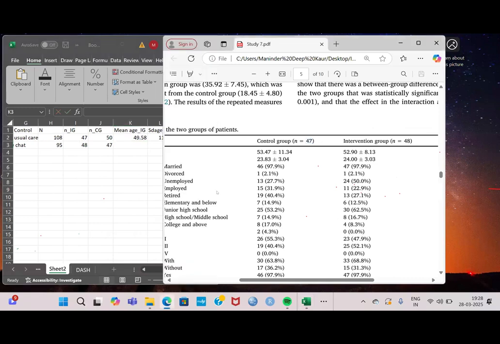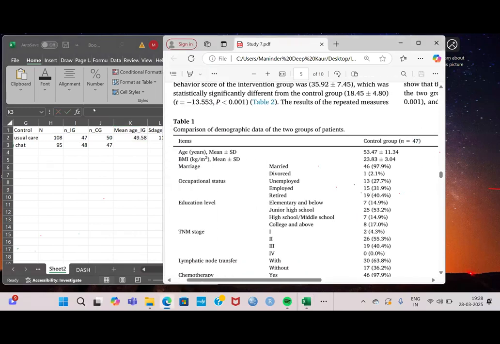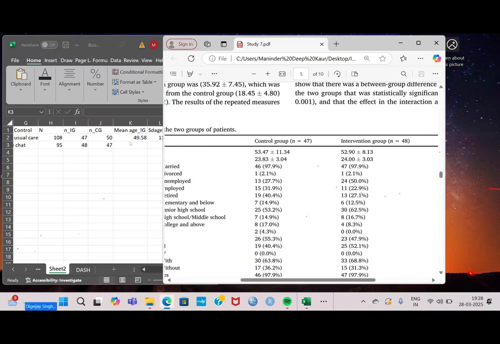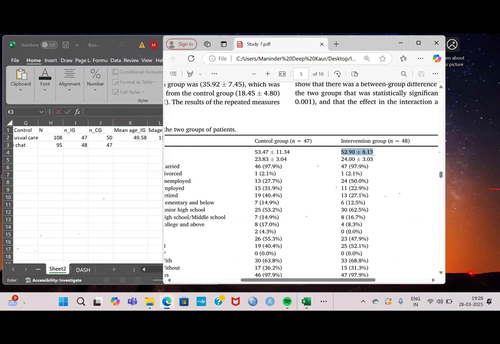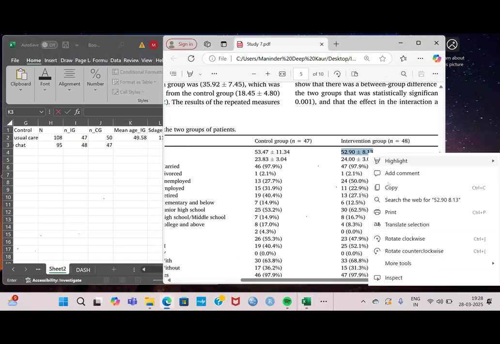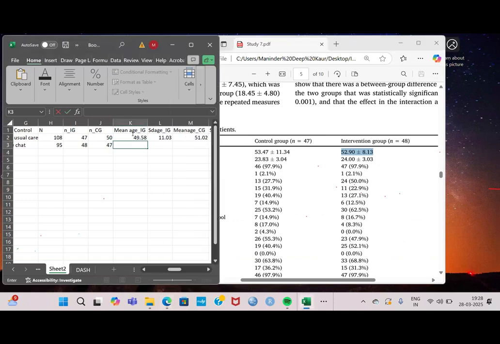Next, we need to enter the mean age. So this is the age mean with standard deviations. Yes, this study has also reported the mean. So we can give the mean age in the intervention, that is 52.90 and 8.1. So I will directly copy from here. Next is the control.